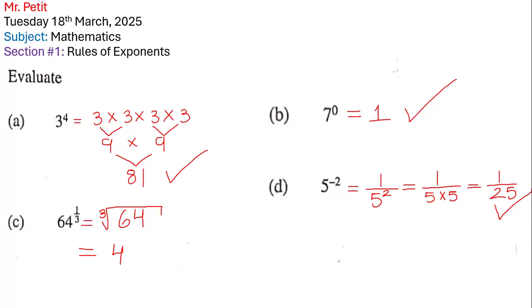If we were to change it to a decimal, what would it be? 0.4. Oh my days. 0.04. 0 point what? 0.04. Very good. 0.04. Very good.